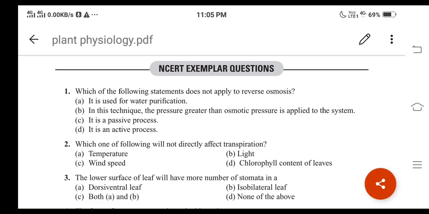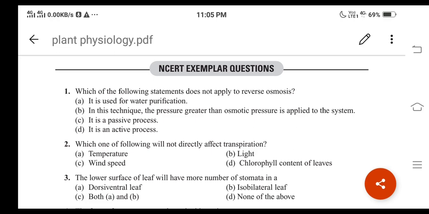And B, in this technique the pressure greater than osmotic pressure is applied to the system. This is also correct only. And C, it is a passive process. And D is it is an active process, right? A, B, D are correct only, but the incorrect statement is option C. It is a passive process. Okay, it is an active process only, right?